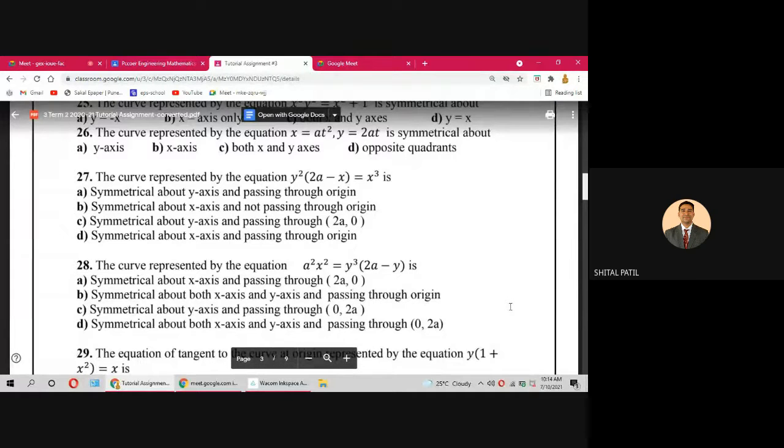Now see the B, not passing through the origin. Is it passing through origin? Substitute x equal to 0, y equal to 0. Yes, we are getting 0 equal to 0. So it is passing through the origin. So B option is wrong. So only one option is remaining, D option. Symmetric about x axis and passing through the origin. Understood?